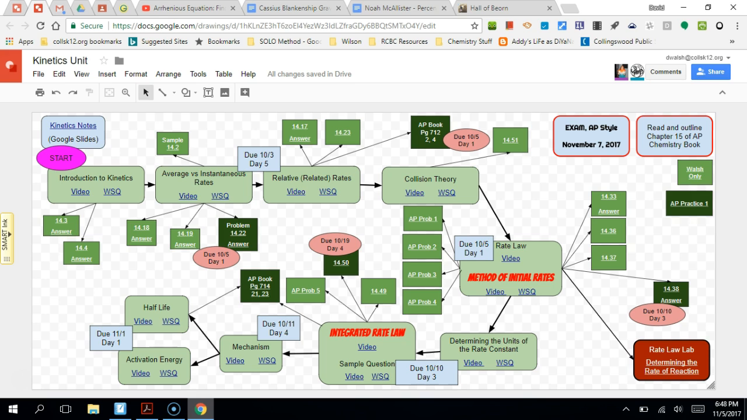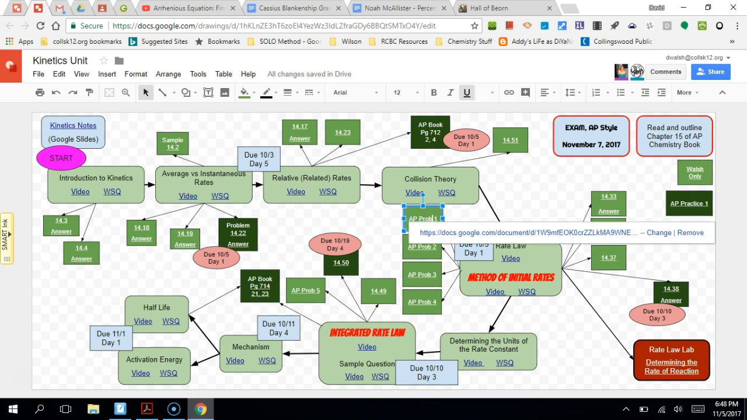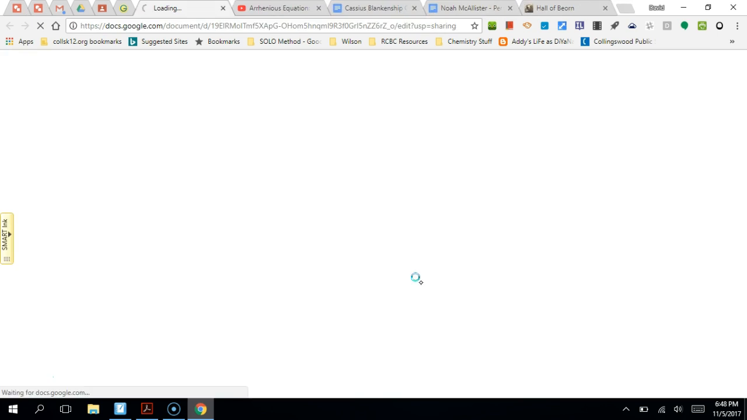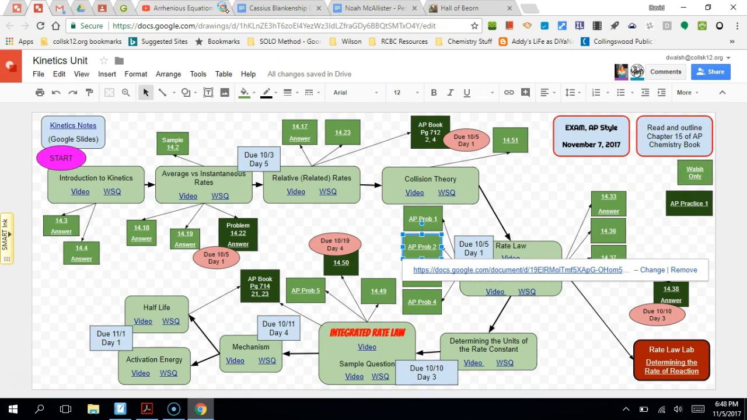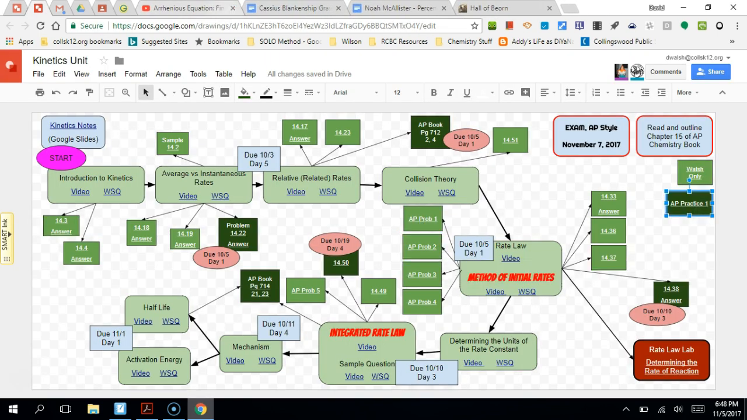So I would definitely look over these 4 AP problems that we have here. 1, 2, 3, 4, and then there's this AP practice over here, and even the questions in the book. Anything that has answers to it, you can look at, and a lot of them have answers. So yeah, that's what I would do for looking at this exam.